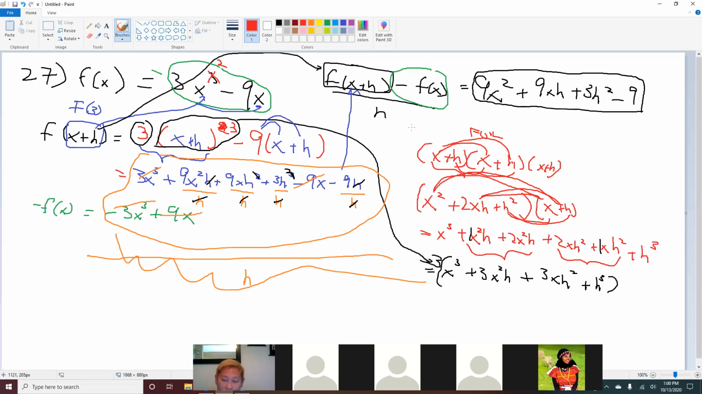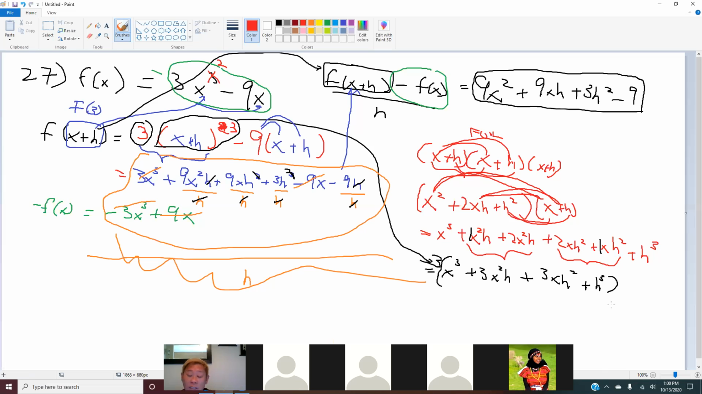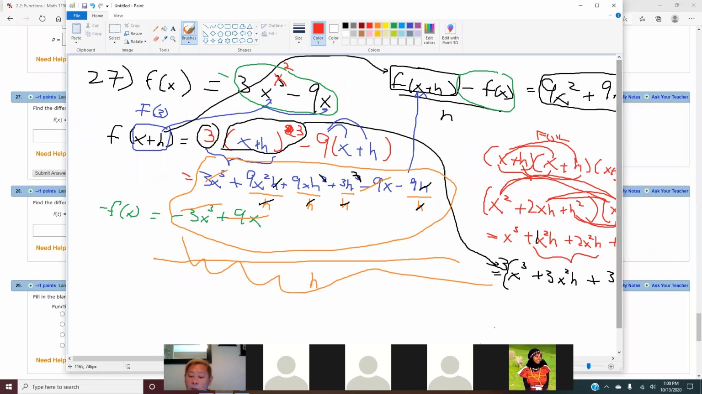Why you need to learn this? So you're asking me. This is what you will learn in calculus. So this is like a calculus question. If you go to calculus, this is called differentiation. So if you're going to Calculus 1, when you learn differentiation, this is what the question looks like. Okay.